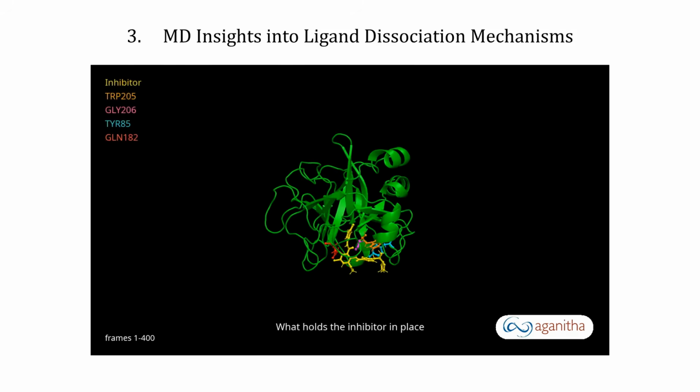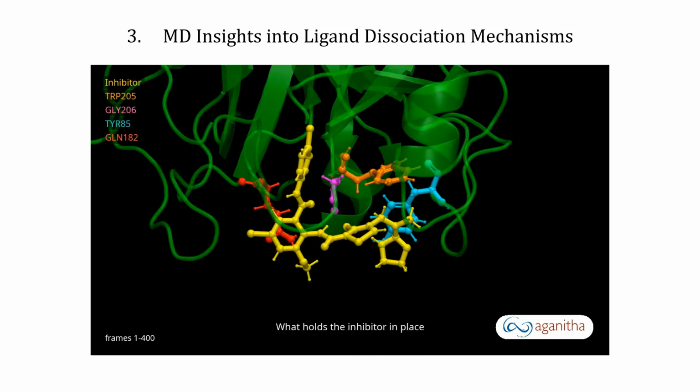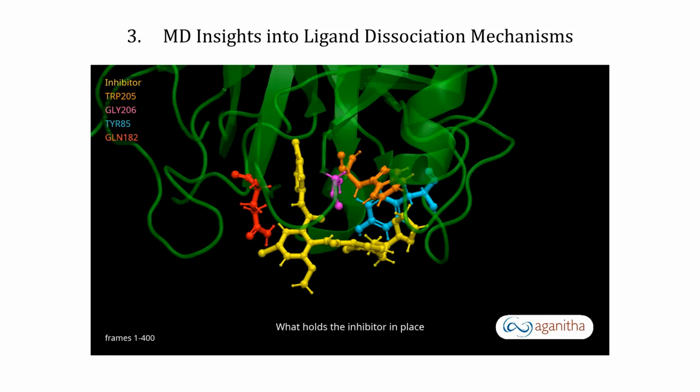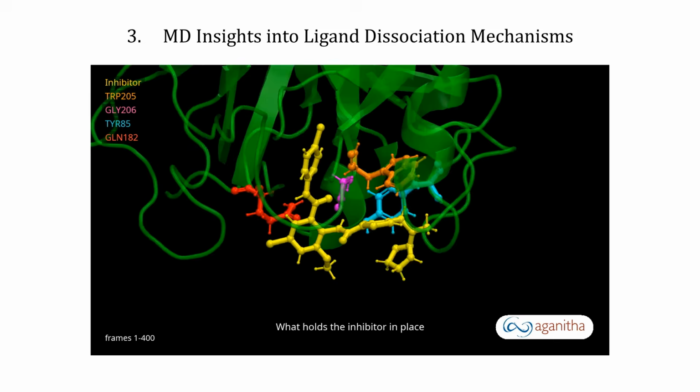Before it goes anywhere, look at what actually holds it. Glycine 206 in magenta makes a hydrogen bond to the inhibitor in about 3/4 of the bound frames. It is the most persistent polar contact in the site, and it comes from the backbone rather than a side chain.